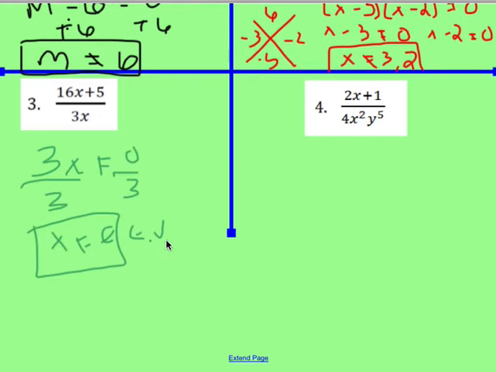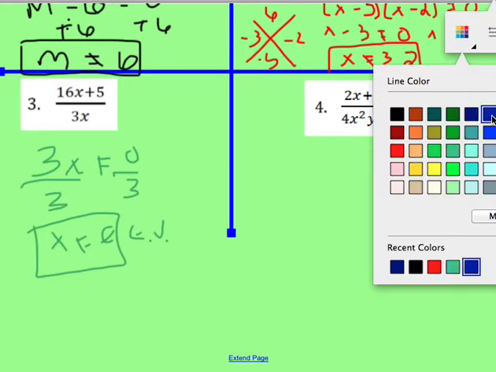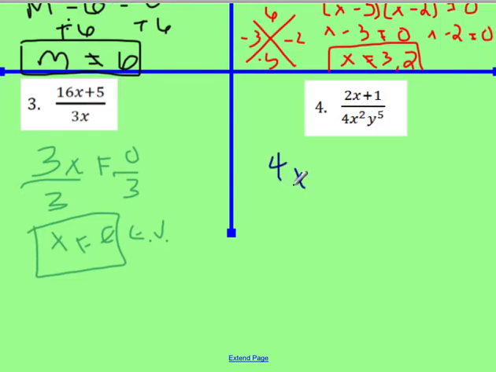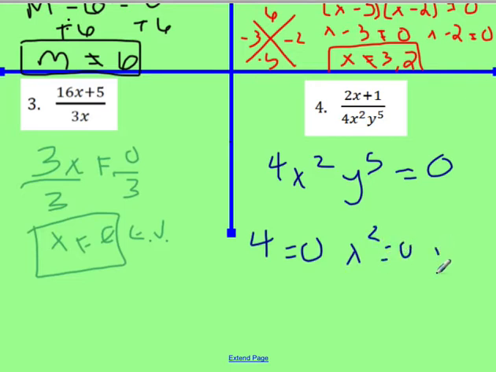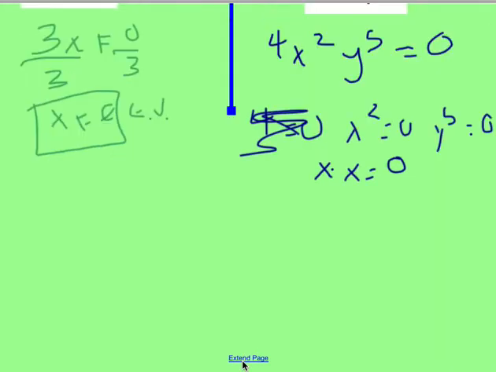Now, number 4 seems like it'd be really tricky, but it's actually not that bad. So we're going to set our denominator so that it doesn't equal 0. So 4x squared y to the 5th is equal to 0. So we don't want that to equal 0. So what I do is I take and I set each part equal to 0. Well, 4 equals 0, that doesn't even make sense. That's never going to happen. So then I ask myself, okay, when is x squared going to be equal to 0? Well, remember that x squared is really the same as x times x. And the only way you can multiply to 0 is if you multiply by 0. So we know that x cannot be equal to 0.